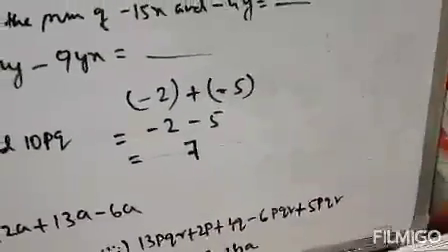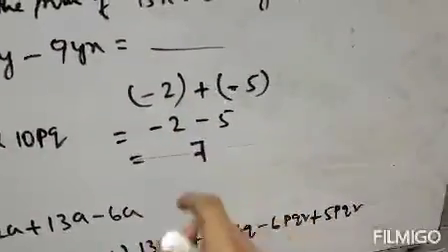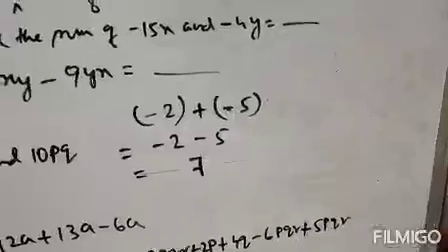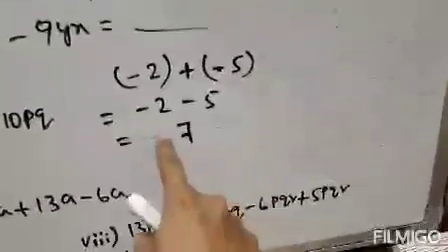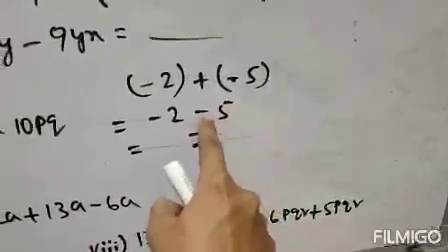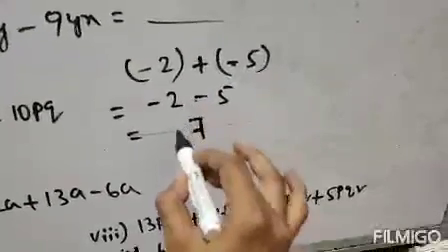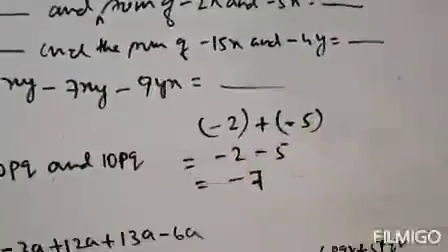Clear? Now see, after adding, just see the sign before the bigger number. So here between 2 and 5, the bigger number is 5. So the sign before the bigger number is minus. That means we will write minus. I am repeating again. So minus 2 and minus 5, we have to add these two.